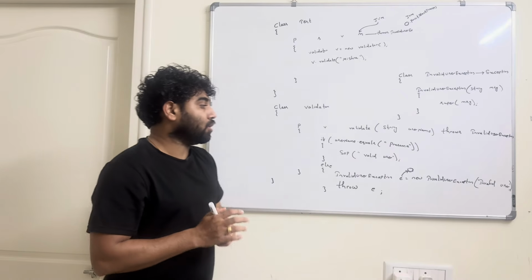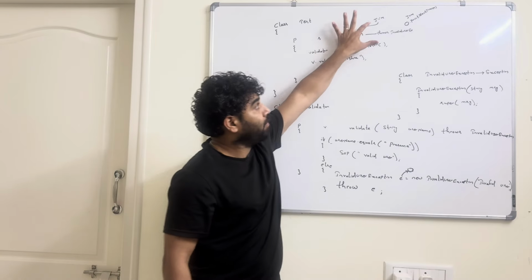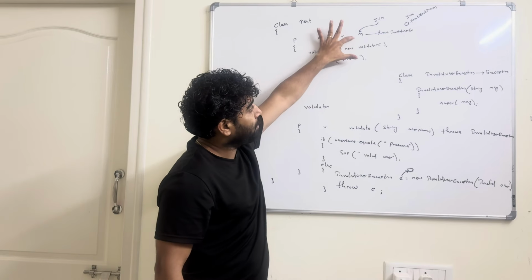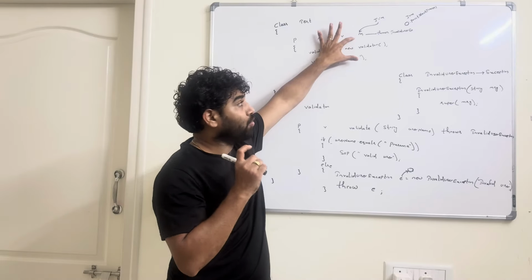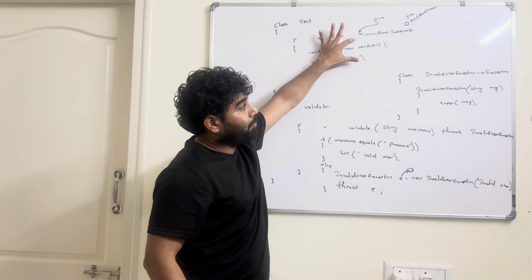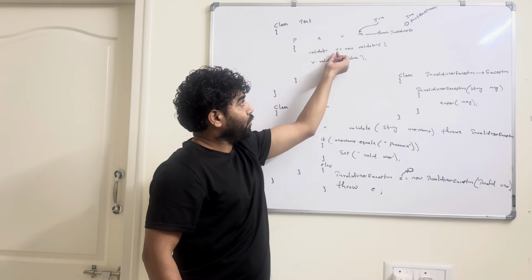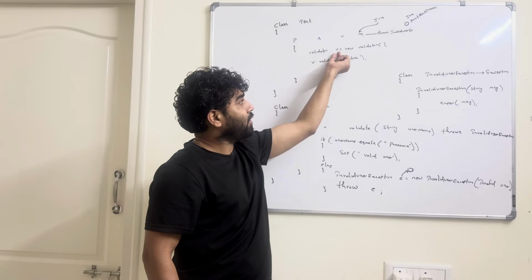See, let's try to understand. First of all, whenever JVM comes to this main method, when I am trying to execute, JVM comes to the main method. And here what I am doing is creating this validator class object.